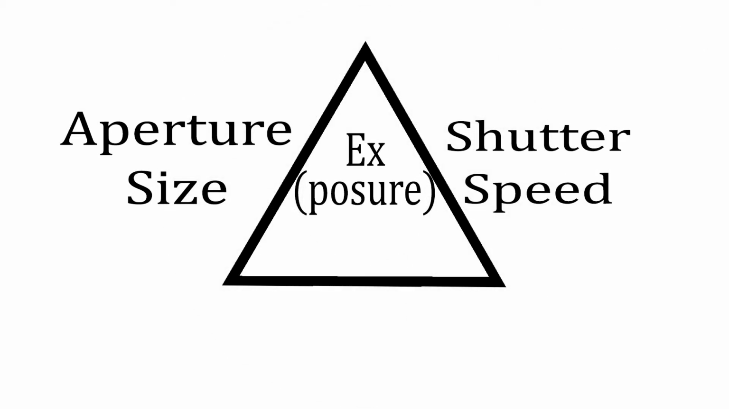The second element is the shutter speed, which is the amount of time that the shutter, a kind of screen that sits behind the lens, will stay open when you press the shutter release button. Again, the longer it remains open, the more light enters the camera.